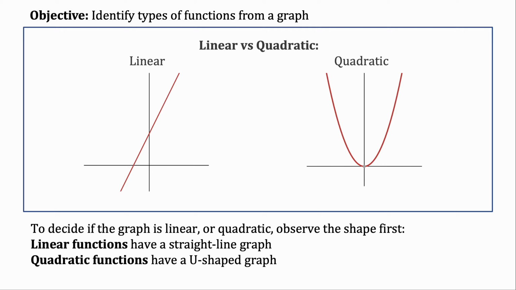Now, a quadratic function has a U shape, like we see here. It could be a U that is pointing up, a traditional U, or it could be an upside down U. If it is pointing upward or downward, we would consider that a quadratic function.